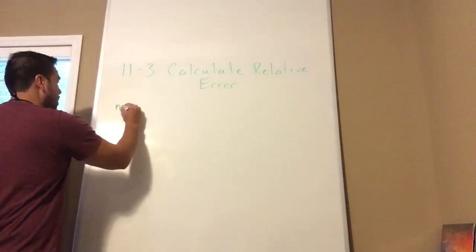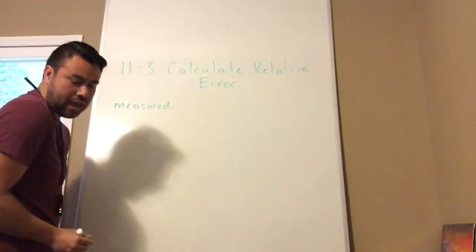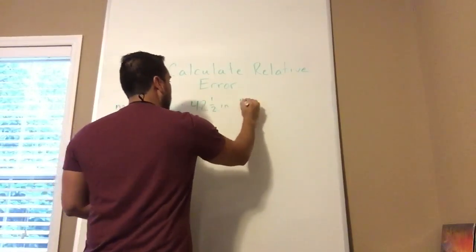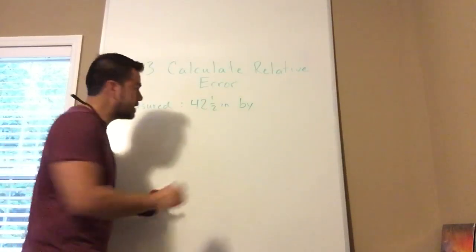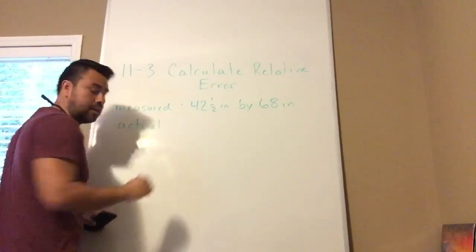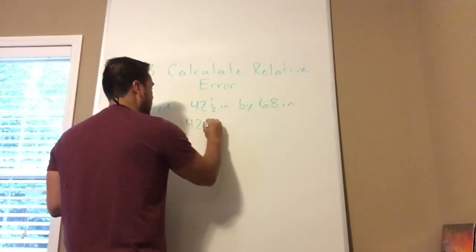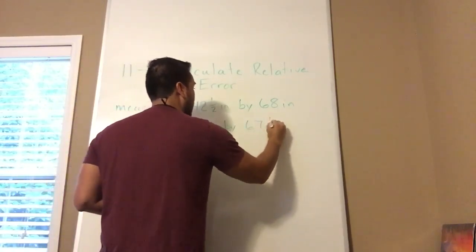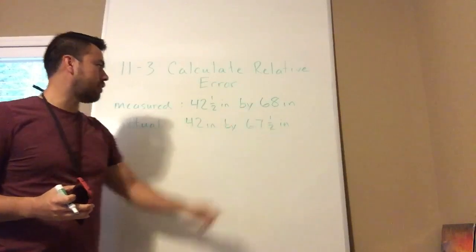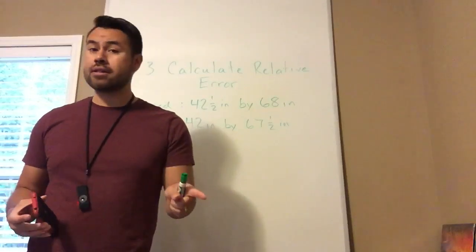The measured area is going to be 42.5 inches by 68 inches. Okay, so they give you that. And then the actual is going to be 42 inches by 67.5 inches. Okay, so you're like, whoa, this one's only off half an inch, and that one's also off half an inch. But how far are you off on the area? So that's what it's asking for.